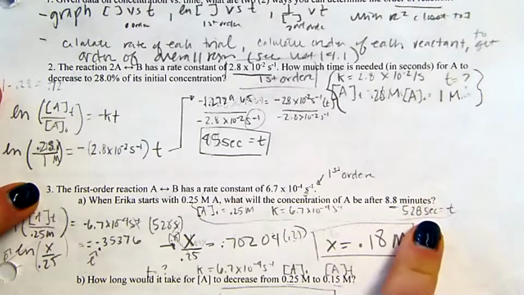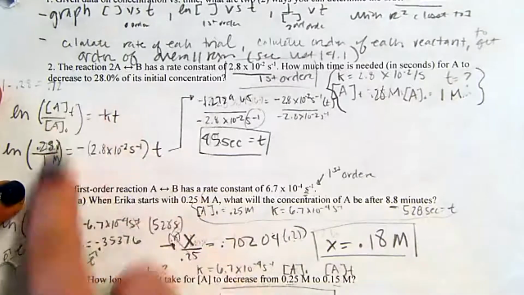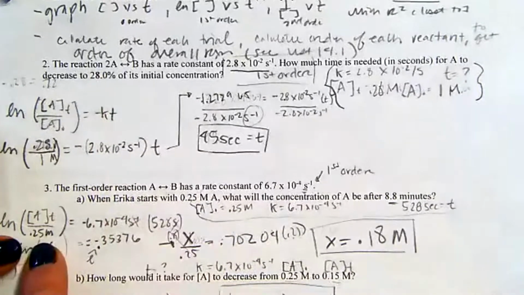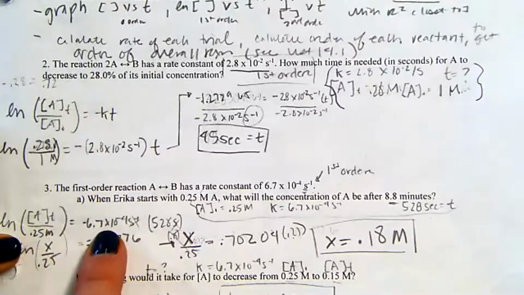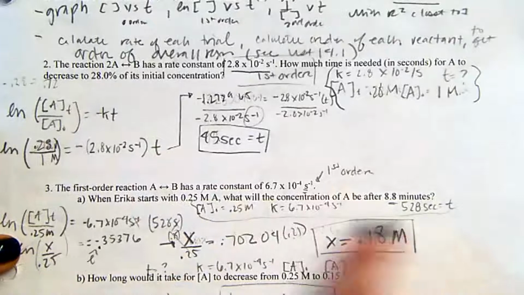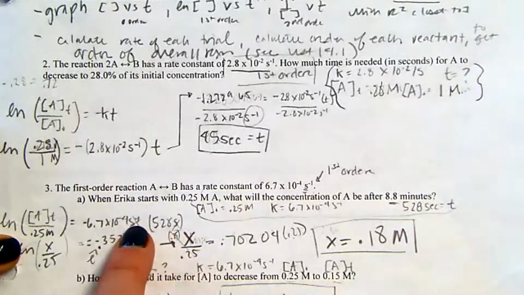Well, we need to convert those into seconds to be able to plug it in. We're going to, again, use our first order rate law. And we know our initial is 0.25, and we're going to solve for X. They gave us K, and our time, we have that. It's going to be 528 seconds. Goes here, multiply, seconds on the bottom, seconds on the top, cancel.